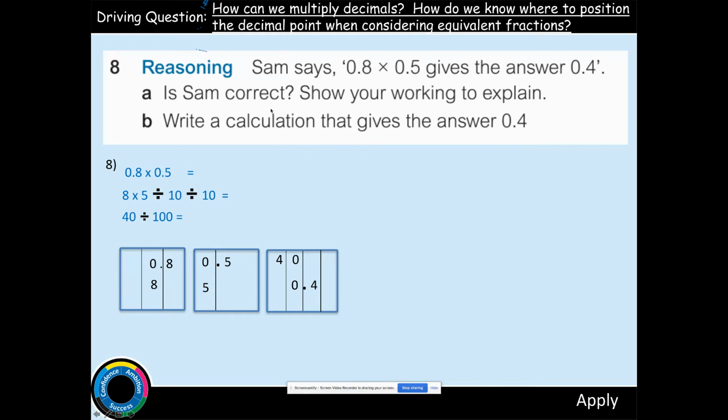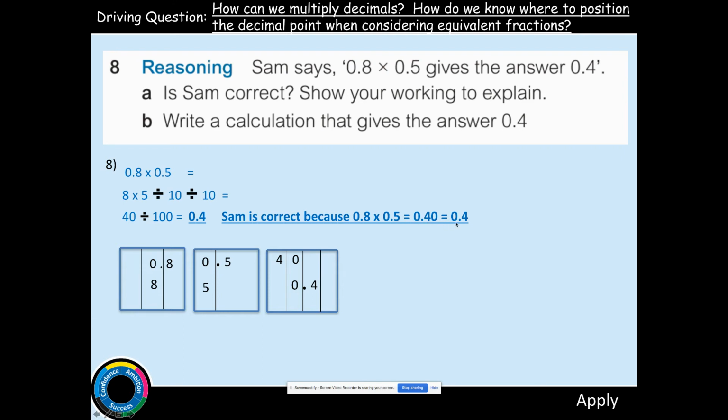Oh, why have we gone backwards? Okay, so Sam is correct because 0.8 times 0.5 equals 0.40, which equals 0.4, because we don't need this 0 in the hundredths. It has no value. It doesn't change the fact that it's 0.4.